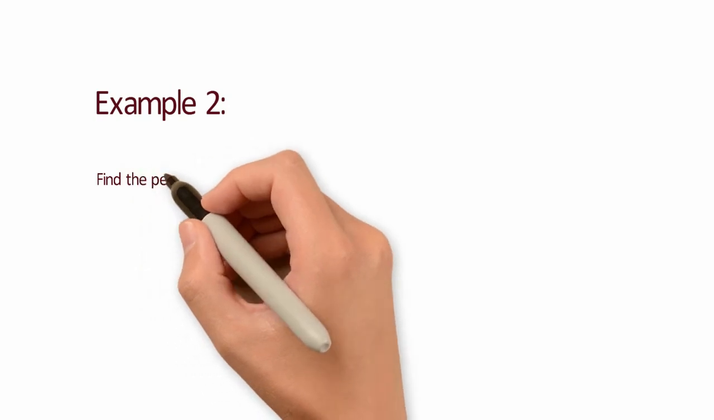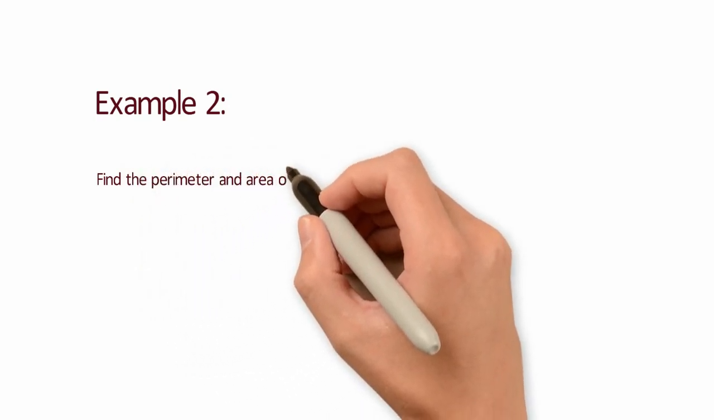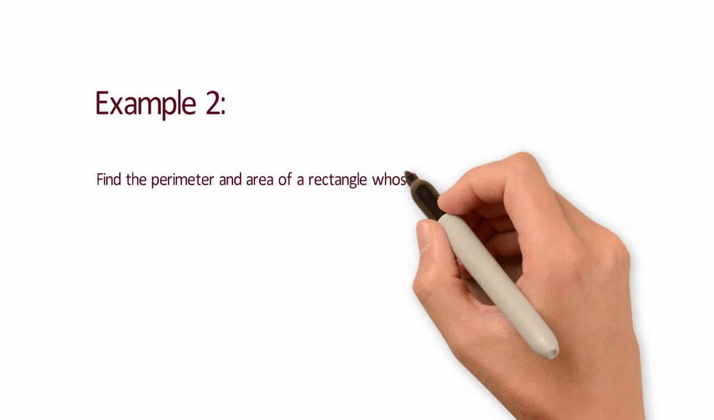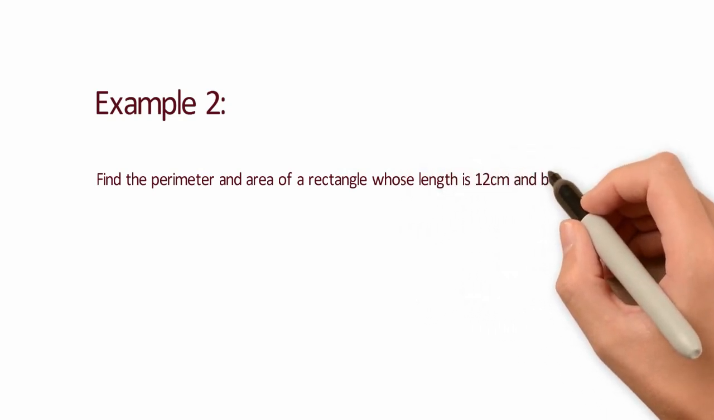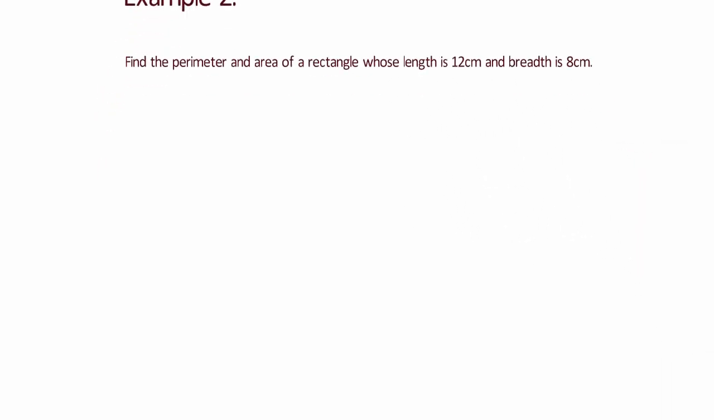Example 2. Find the perimeter and area of a rectangle whose length is 12 centimeters and breadth is 8 centimeters.